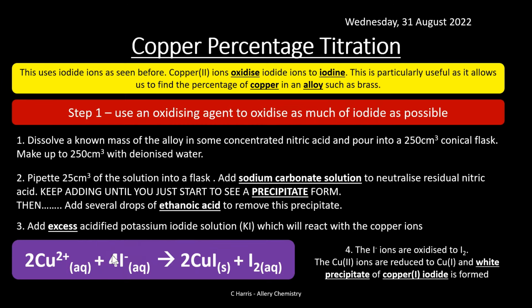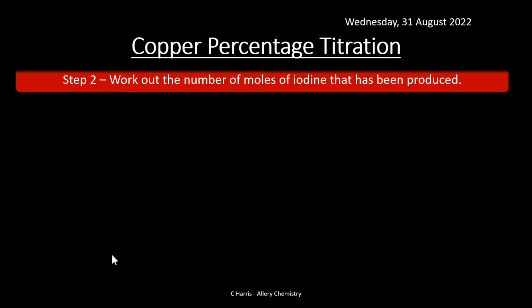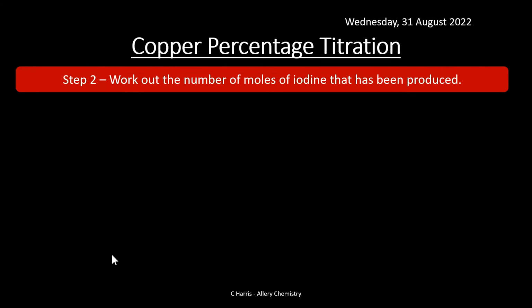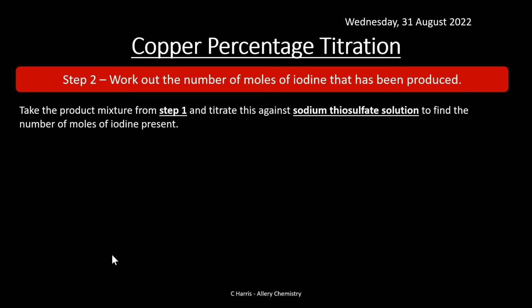Okay, so the next step, step 2, is we then need to work out the number of moles of iodine that has actually been produced. Remember, the number of moles of iodine will help us to work out how much copper we had initially. So we're going to take the product mixture from step 1 and titrate this against sodium thiosulfate solution, and that's going to be used to find the number of moles of iodine present.